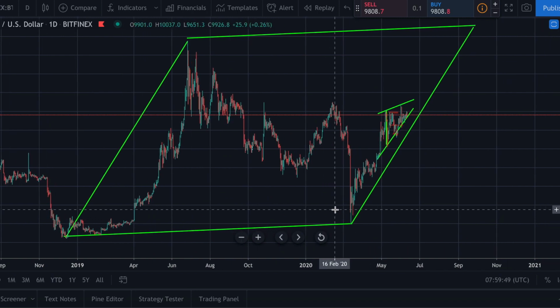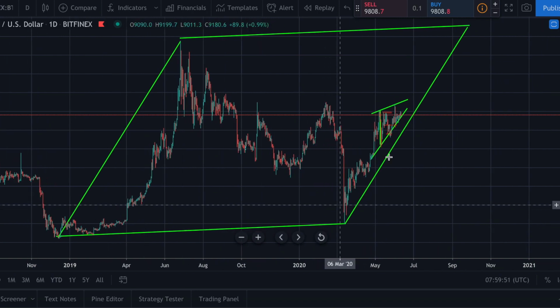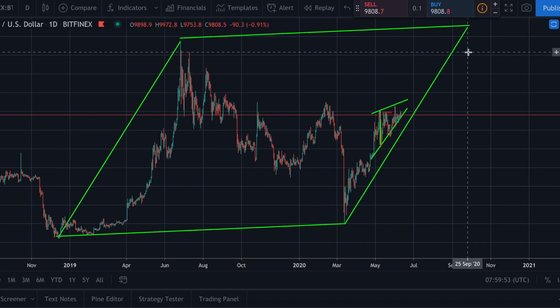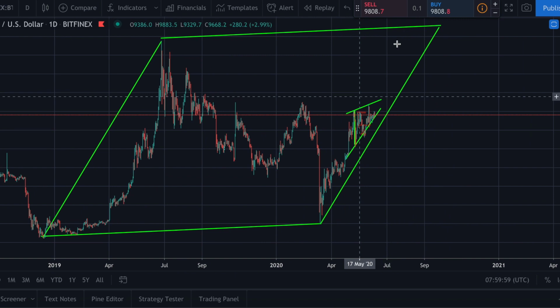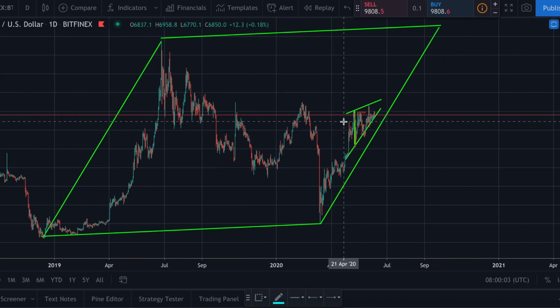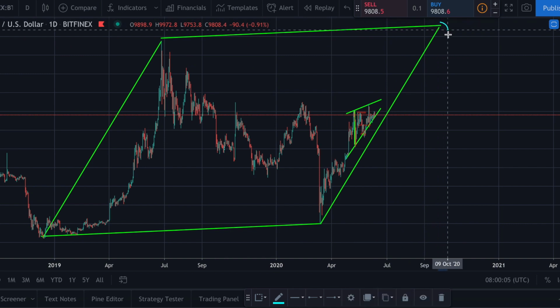And the funny thing right here is that this cycle is showing us a top or a bottom as well at the end of September. And this metric could even tell us right now that we are going to see at the end of September Bitcoin's price all the way up here at approximately 14,000 US dollars.